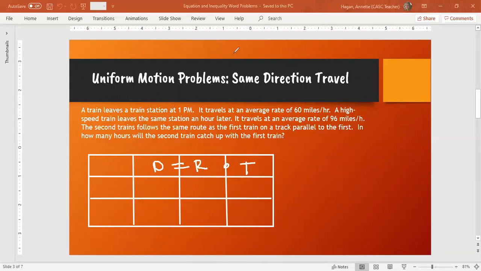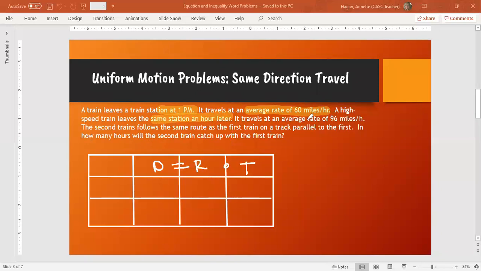So let's look at the important information here. The important information says that a train leaves the train station at 1 p.m. It travels at an average rate of 60 miles per hour. That's important. A high-speed train, so high speed makes us think it's going to be faster, leaves the same station an hour later.